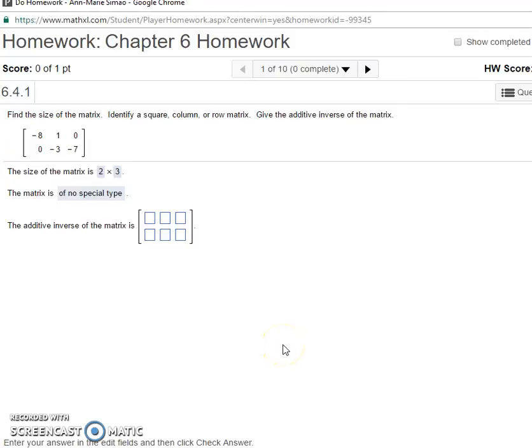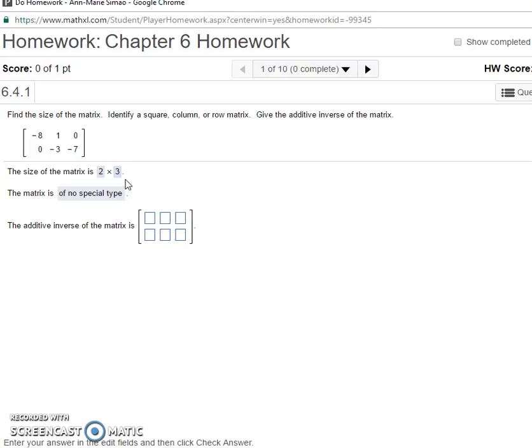We start with chapter 6, which is matrices. So they're going to ask you about the size of the matrix. The size of the matrix is always the number of rows, so 2 comes first, followed by the number of columns, 3 columns.